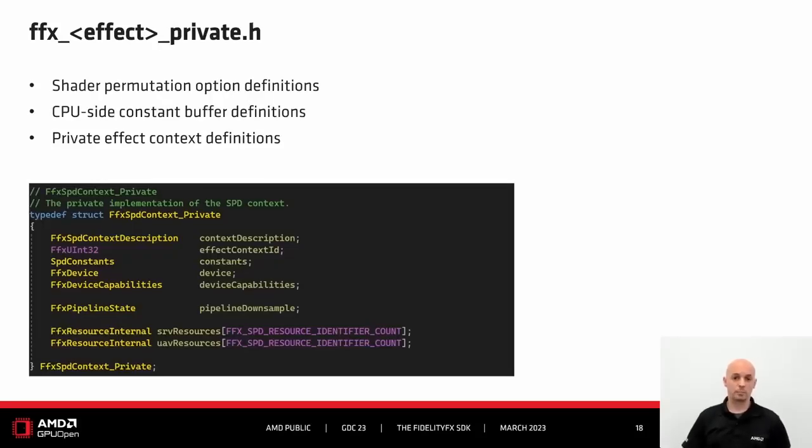The FFX effect private.h file is where you're going to find all the definitions used in the implementation details for each effect component. This will include the multitude of shader permutation options used to create the needed pipelines, the CPU side constant buffer definitions that we use to upload constants, and private effect context, which holds everything used internally throughout the lifetime of the effect component. As an example, you can see SPD's private context definition here.